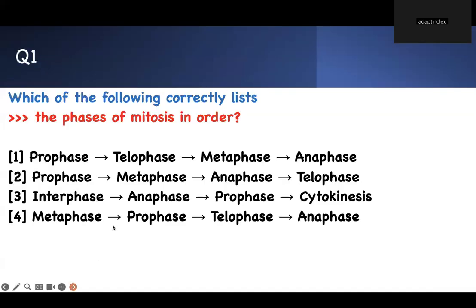Let's get to it. So the first portion of the question, as you can see, does look intimidating. Forget about it. Look at the question and what it is asking. The phases of mitosis in order. Which of the following are correct? List of the phases of mitosis.